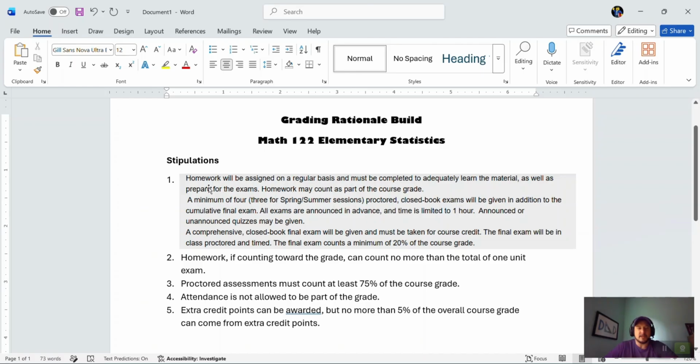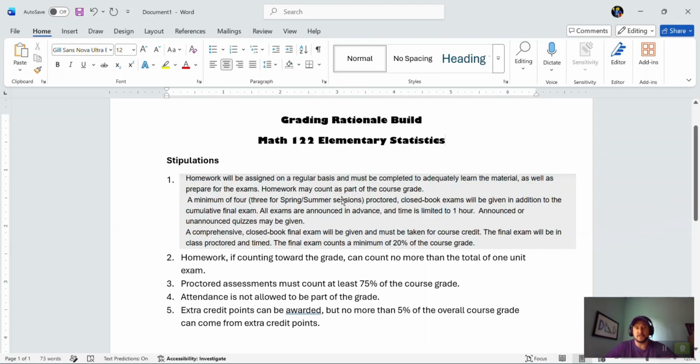Okay, so I have stipulations. Homework will be assigned on a regular basis and must be completed to adequately learn the material, as well as prepare for exams. Homework may count as part of the course grade, so that leaves it wide open. You can either assign it and not have it count towards your grade, or you can assign it and have it count towards the grade, or you even have the option to not assign any homework at all, which I highly advise against.